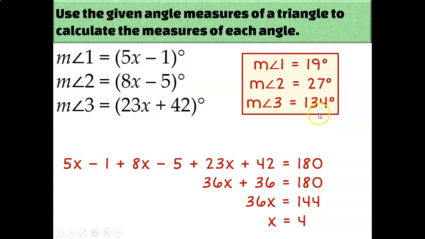Looks like this one is just an obtuse triangle. No 90-degree angles this time. We just have one angle that's bigger than 90, so this triangle would be obtuse.